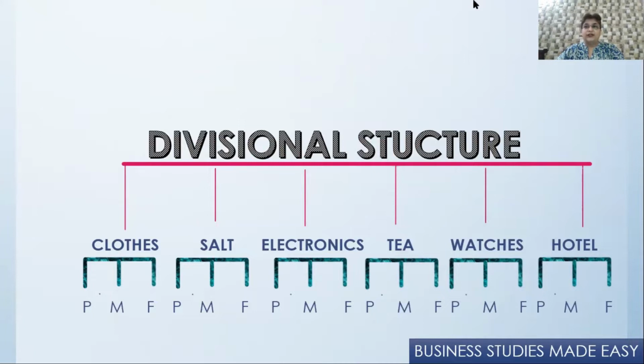Now remember one more thing, that under the divisional structure, we again have the functional structure also. Like for example, the clothes will have production, marketing, finance. Salt will also have production, marketing, finance. Electronics will also have production, marketing, finance. Each department will have production, marketing, and finance. So you can see that there's a lot of duplication in this. But since there's so many products, this is also justified.